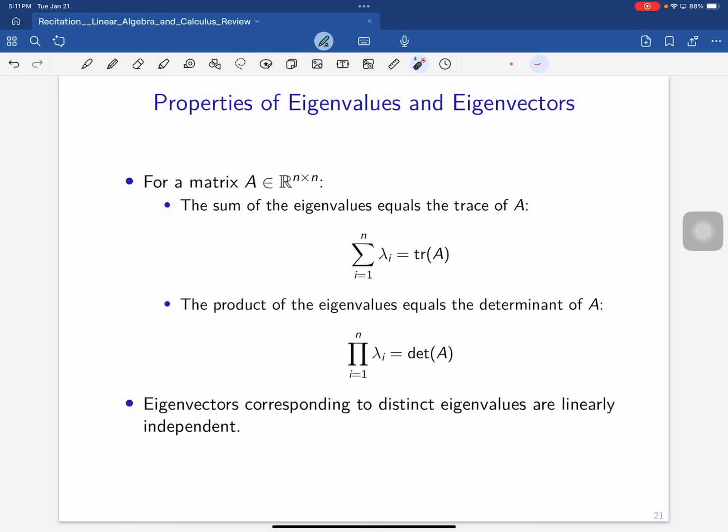And one of the properties is that eigenvectors corresponding to distinct eigenvalues are linearly independent. You can show this from the property, right? Usually you can show it by contradiction: assume they are linearly dependent, and then you can get a contradiction.